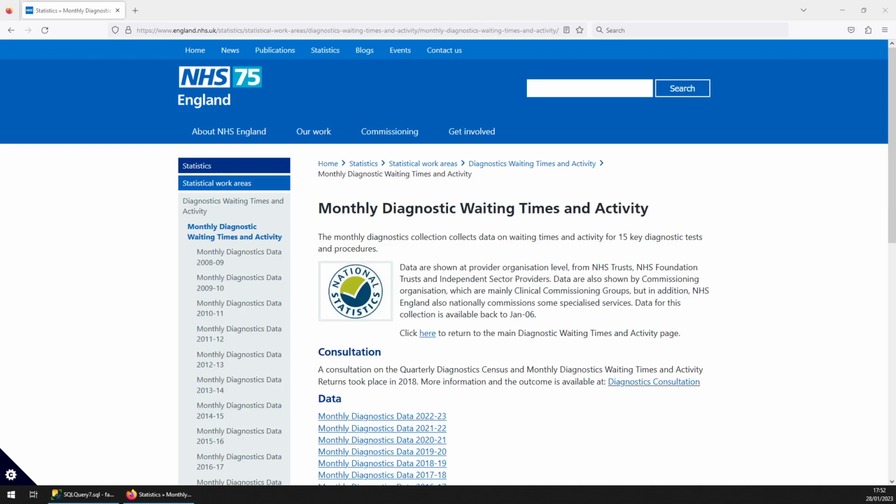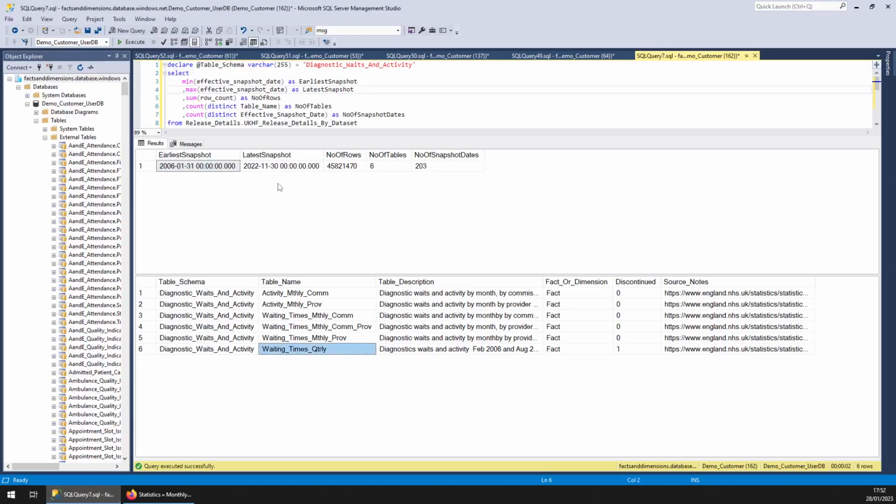This one is monthly diagnostic waiting times and activity. You can see the description on the screen here. So what have we got? We've got data going all the way back to 2006, so over 15 years of data. And there are 45 million rows of data, so a hell of a lot of detail.